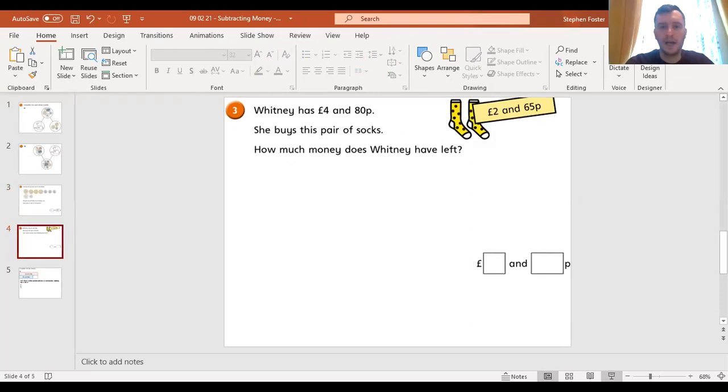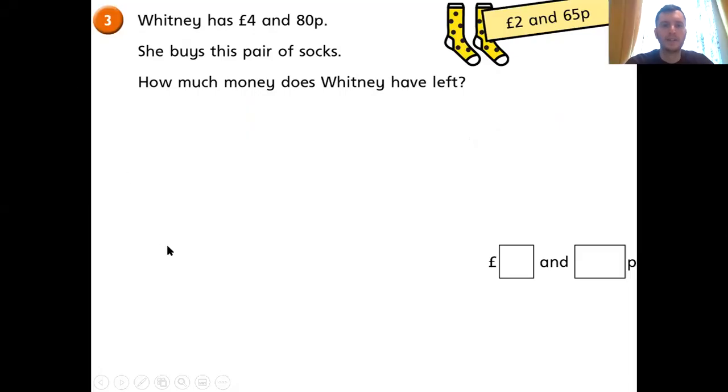Question 3, Whitney has £4 and 80 pence. She buys this pair of socks. How much money does Whitney have left? Again, I'm going to use that method where I subtract the pounds and then subtract the pence. So £4.80, take away £2, which would be £2.80. Then I might subtract 60p. £2.80, take away 60p would be £2.20.